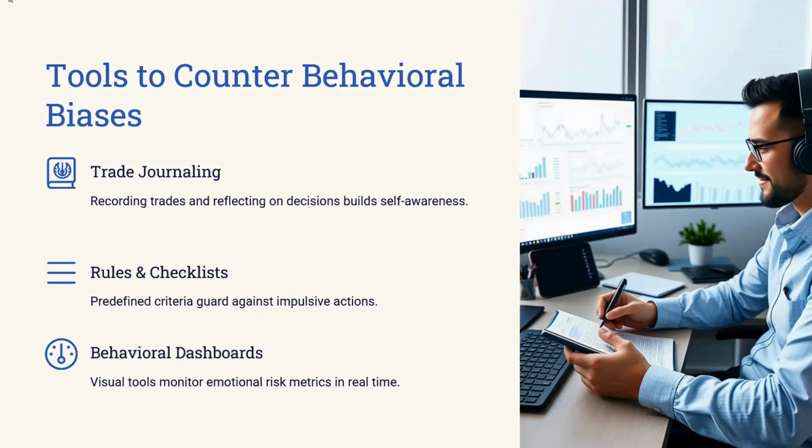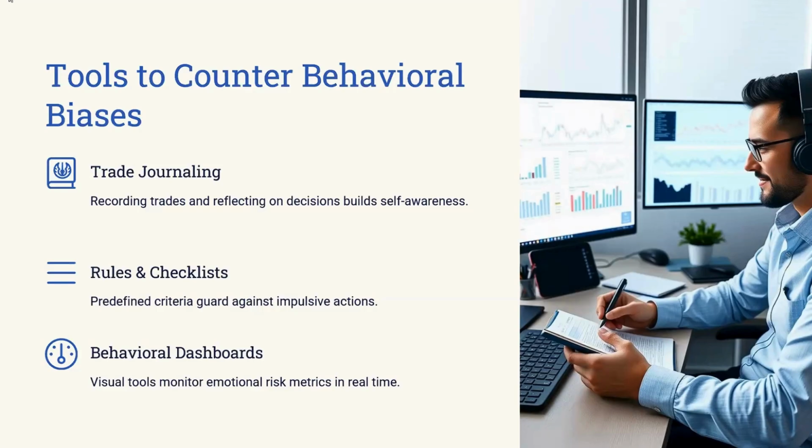Third one is rules and checklists. The slide highlights the importance of establishing predefined criteria and checklists to prevent impulsive action. This can act as a structured framework for decision making, ensuring consistency and discipline.